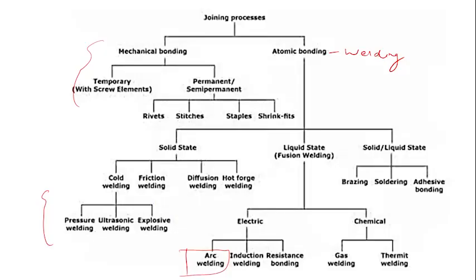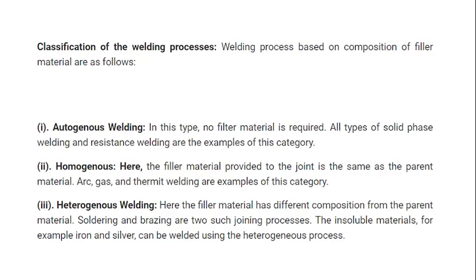Then the second category, liquid state, is also called homogeneous. In this, the filler material will be provided. With or without filler material also, you can join. Arc welding and thermit welding are examples of homogeneous welding. And in this, the base materials will be at liquid state.